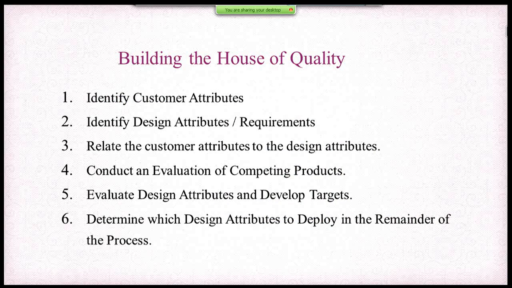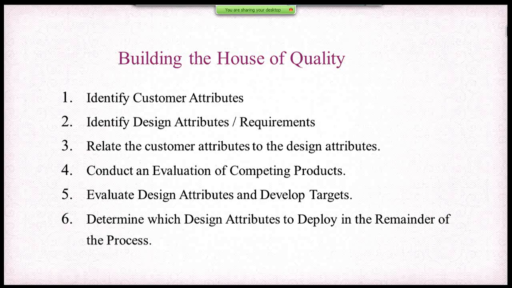The next thing we have to do is identify the design attributes or the requirements. That is, the developer has to identify the design specifications on the basis of the customer attributes. The third important step is to relate these customer attributes with the design attributes. That is, how a customer attribute is related with the technical specification is seen, whether there is a strong relation or weak relation, and so on.